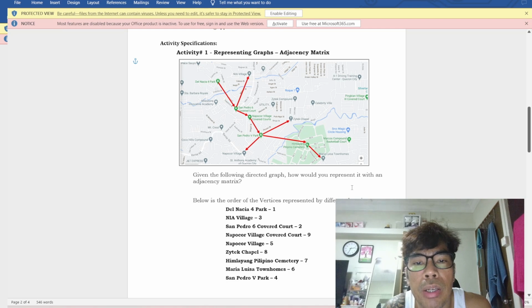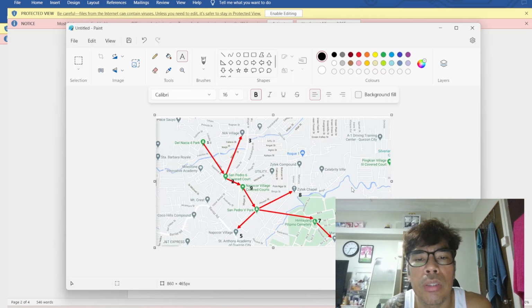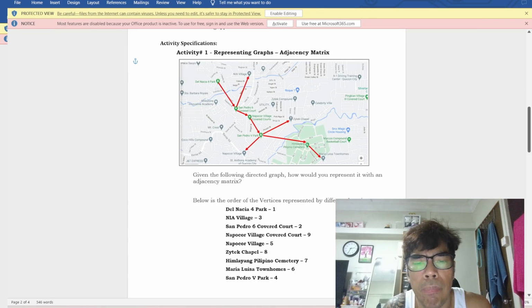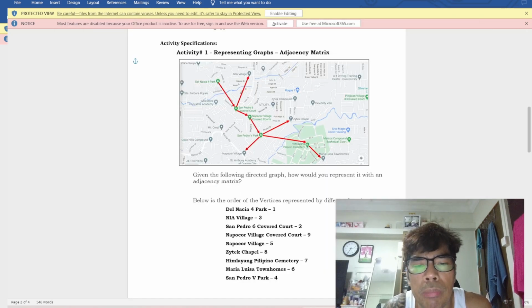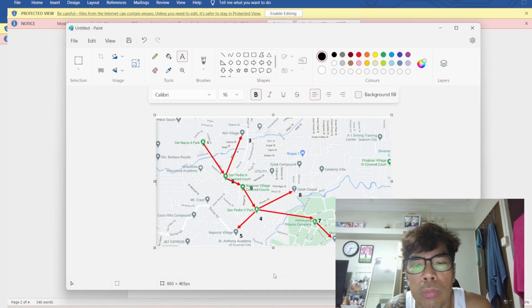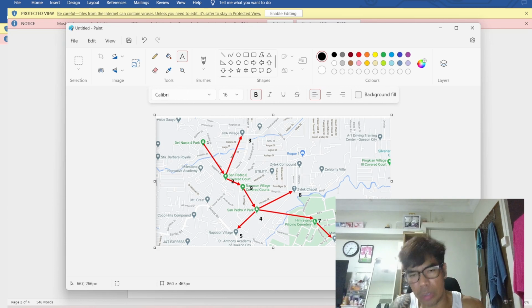San Pedro B Park is 4. Where's it? San Pedro 4 is an intersection, then Maria Luisa Townhomes is 6. So these are our coordinates and vertices.